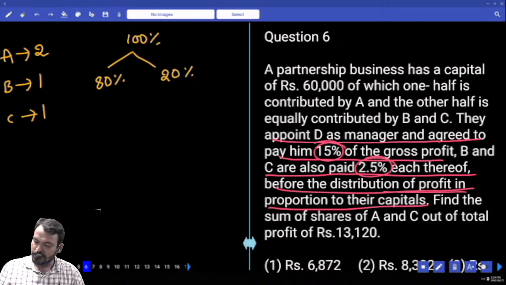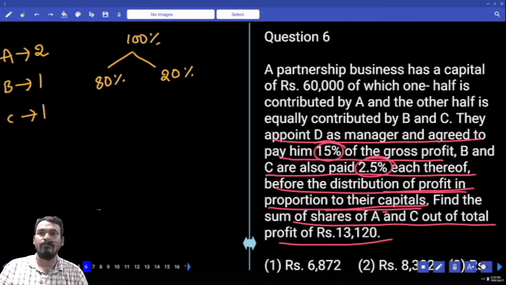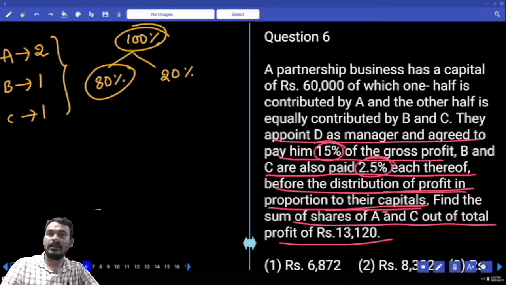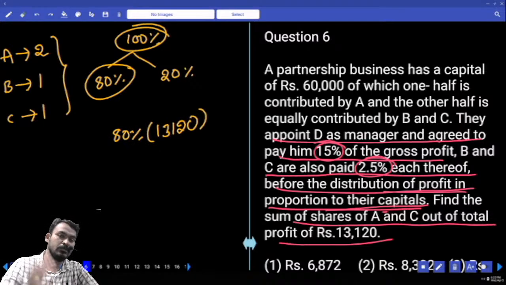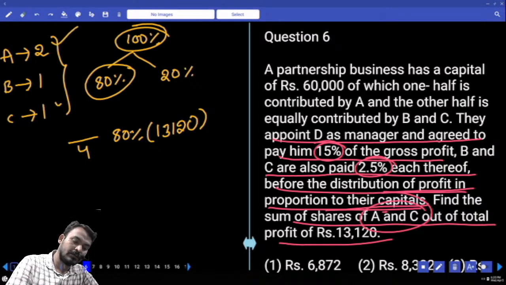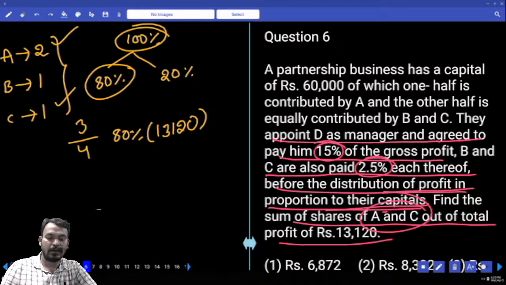What is the question here? The remaining profit is distributed in proportion of their capitals. Find the sum of the shares of A and C out of the total profit of 13,120. Out of 100%, 80% is distributed by their capitals. So we need 80% of 13,120, distributed based on their investments. Total investment is 4 parts. In that, we need the share of A and C, which is 3 parts, nothing but 3 by 4.